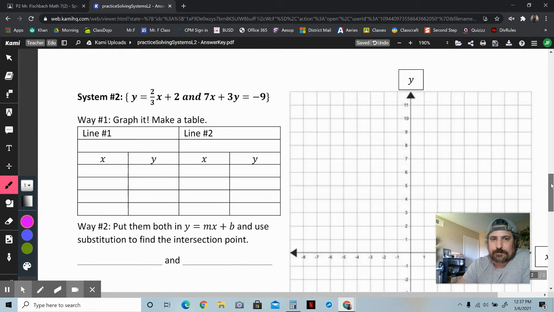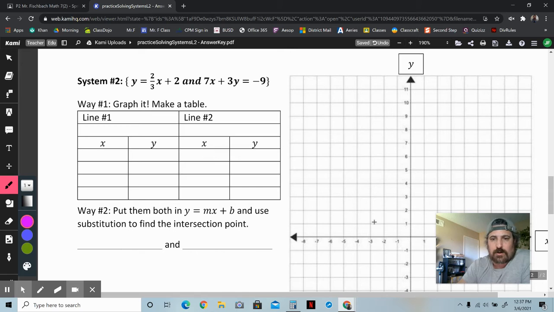So for this one, you are going to do the same exact thing. You notice you got one line in slope-intercept form, one line in standard form. The line that's in slope-intercept form is already great. Let's just write that in here: y equals 2/3 x plus 2.